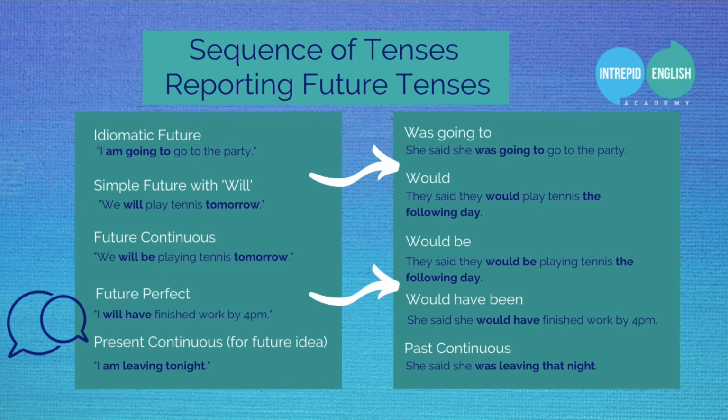If Sally says, I will have finished work by 4 p.m., she says that at 10 a.m. She's talking about her work day that day. If you are talking to your friend and you're reporting what Sally has said to you, but you're doing it at midday on the same day, you could say, Sally said she will have finished work by 4 p.m., because it's still in the future at that point. However, if you are reporting your conversation with Sally the next day, then you would say, she said she would have finished work by 4 p.m.